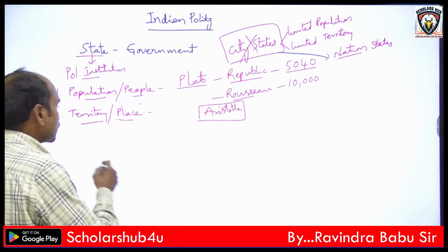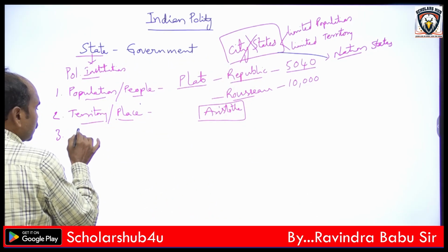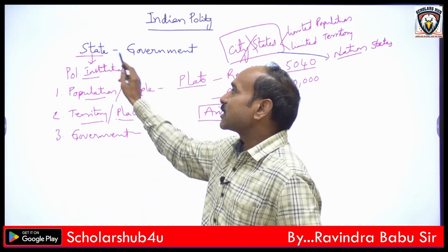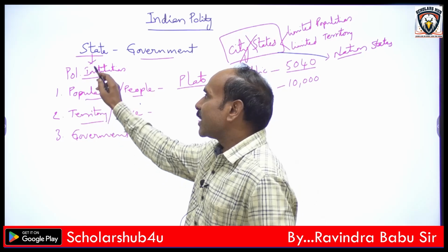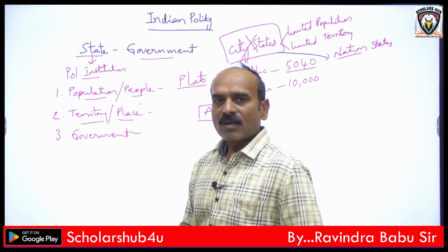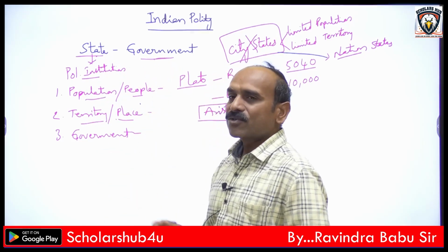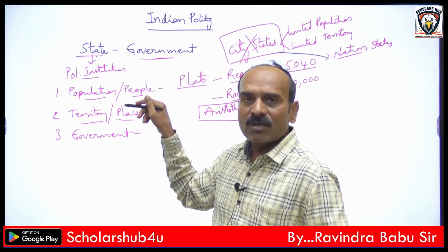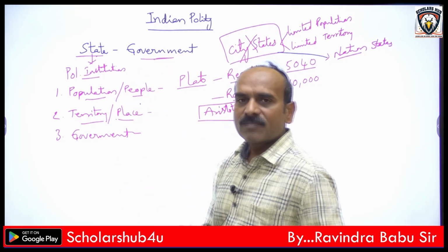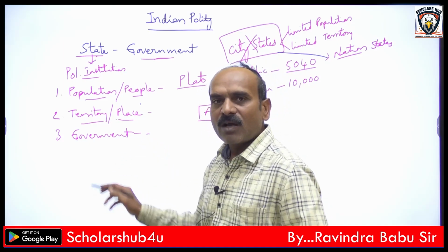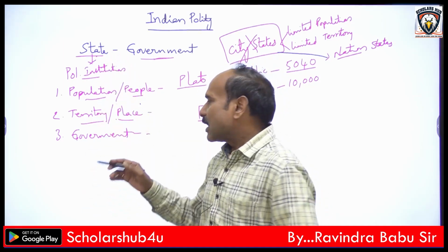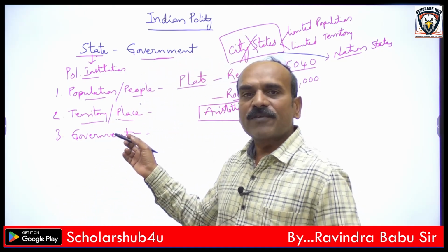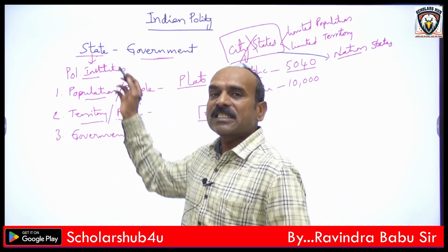Then you need to understand the third one, that is government. So now we can understand the difference between state and government. As I said, state is a political institution and government is also a political institution, but the government is one of the essential elements of state. The government is a machinery of the state. So government is a machinery, or a body of officials working for the state.